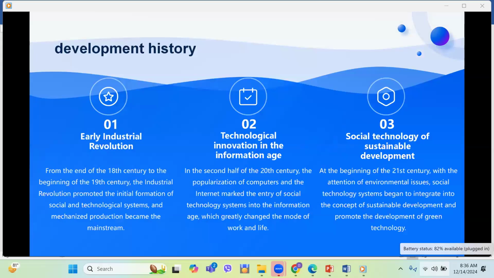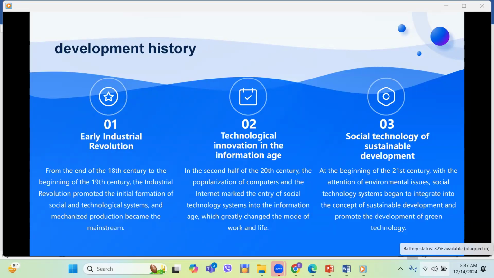In the early Industrial Revolution, from the end of the 18th century to the beginning of the 19th century, the Industrial Revolution promoted the initial formation of social and technological systems, and mechanized production became the mainstream. Technological innovation in the information age.